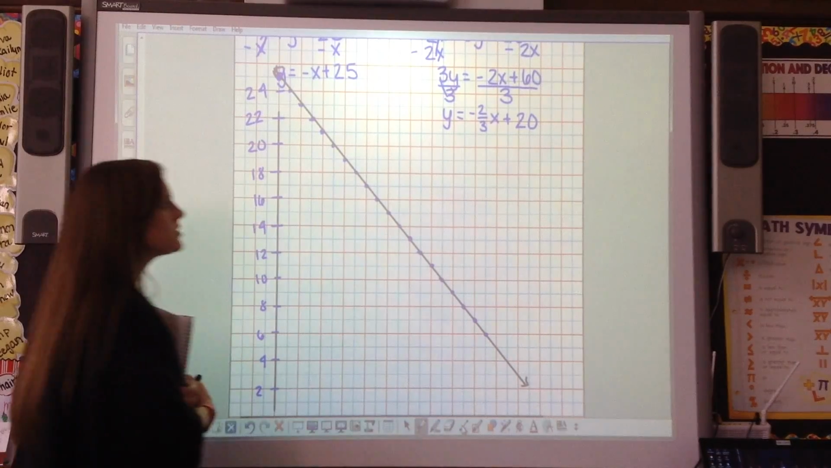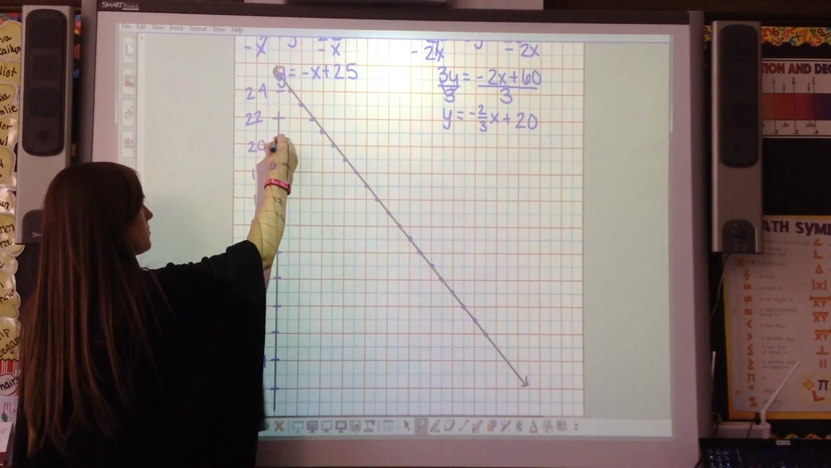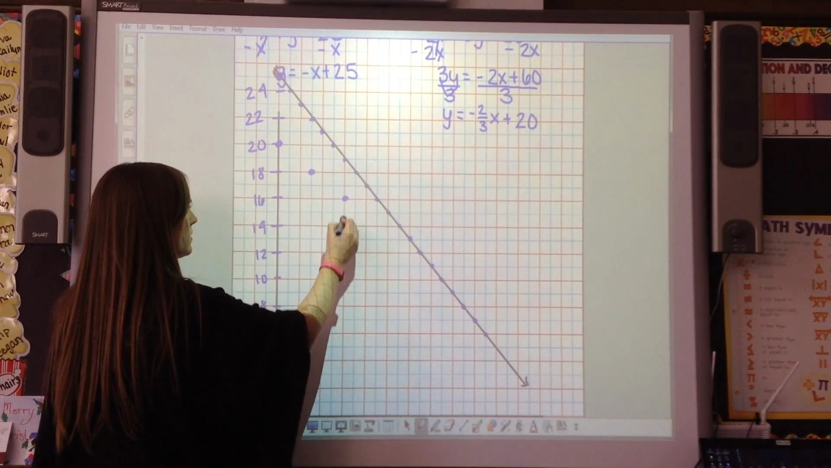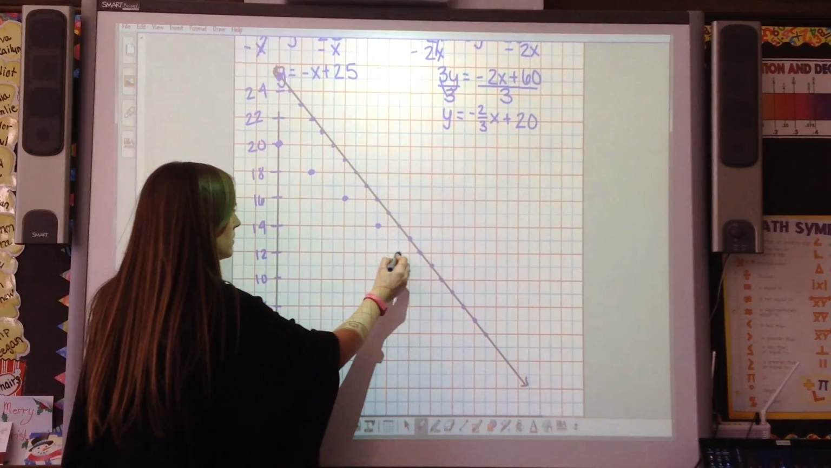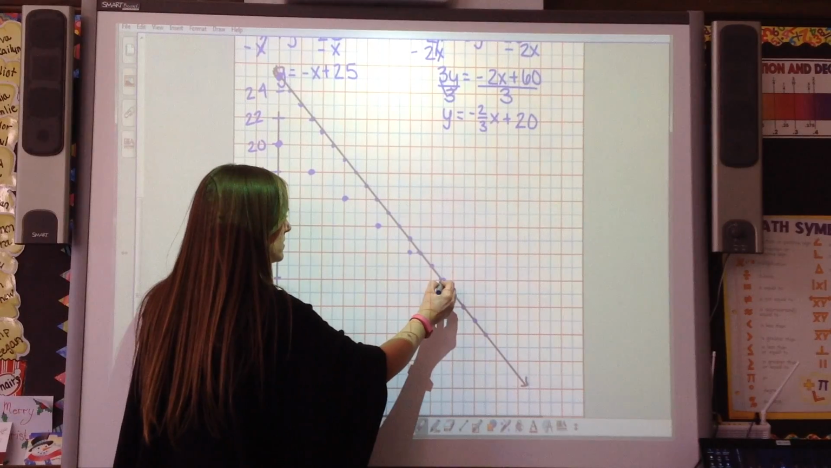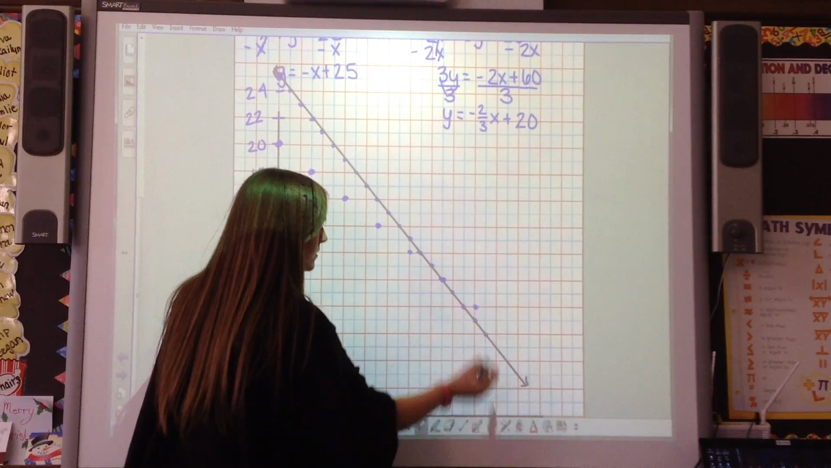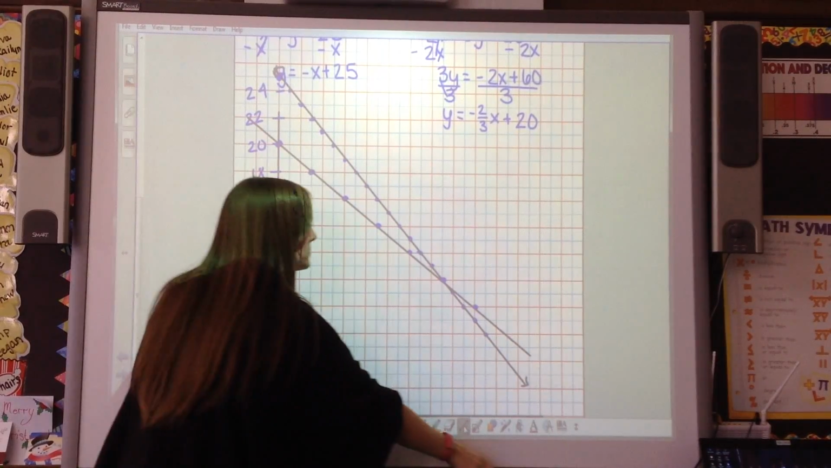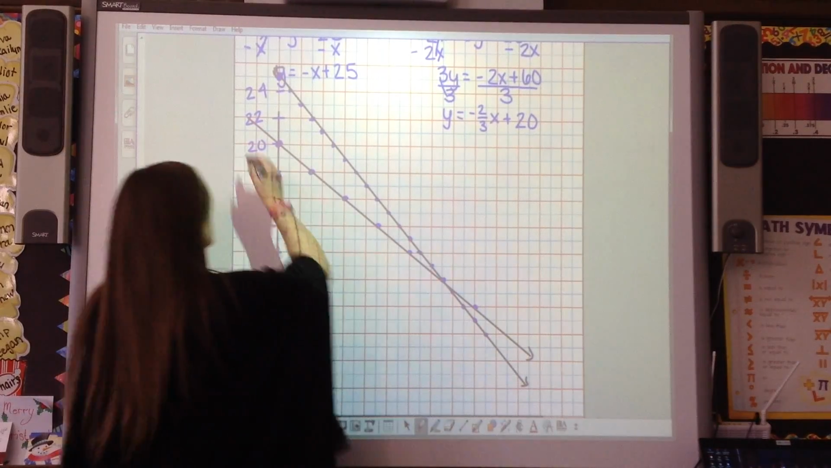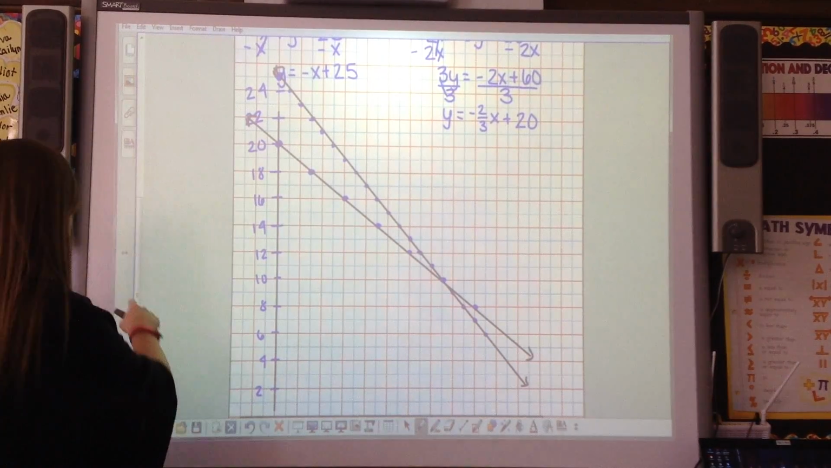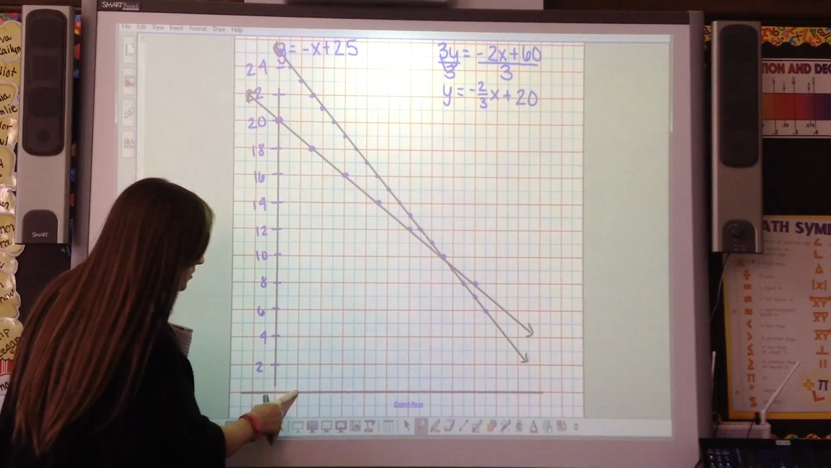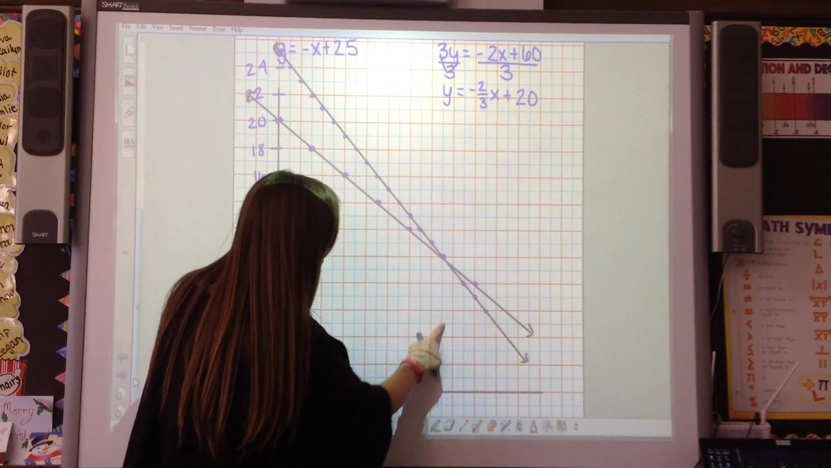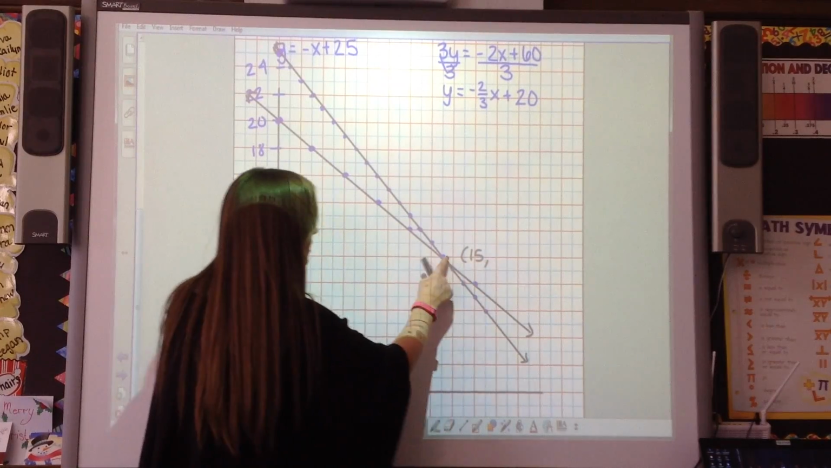The second equation starts at 20 and goes down 2 to the right 3. So here's 20, down 2 to the right 3, down 2 to the right 3. Oh, I can see where it intersects. That's good. And it should be enough information to draw a line. Okay, so I'm going to look at that point of intersection. I didn't label these down here. 2, 4, 6, 8, 10, 12, 14. It looks like this is 15. And then the y is 10.